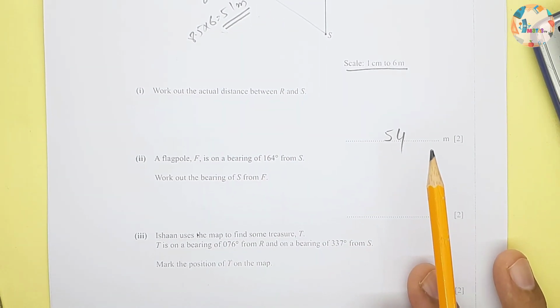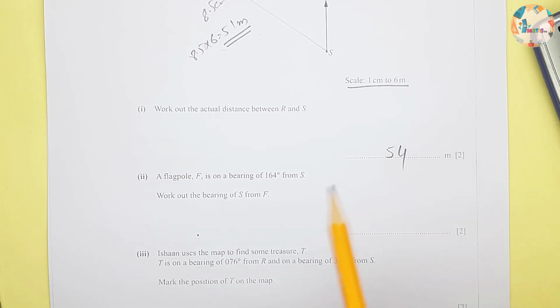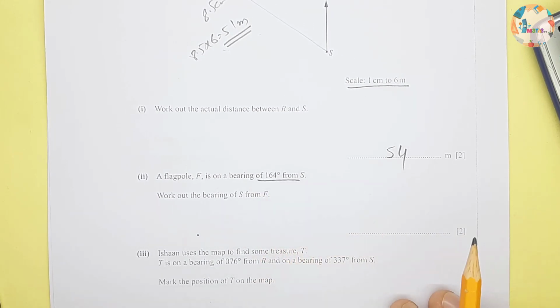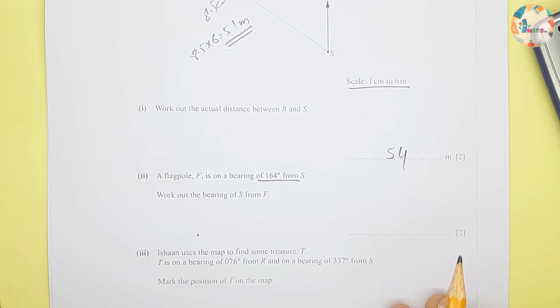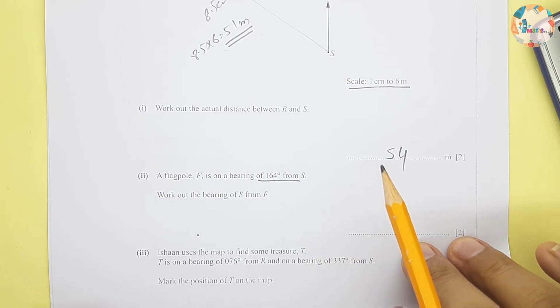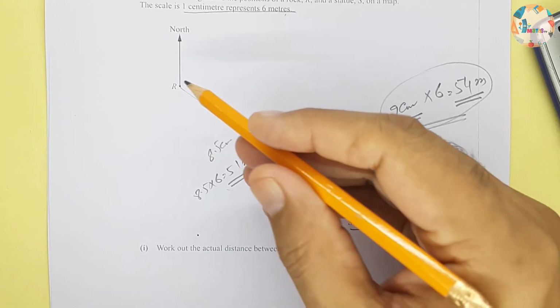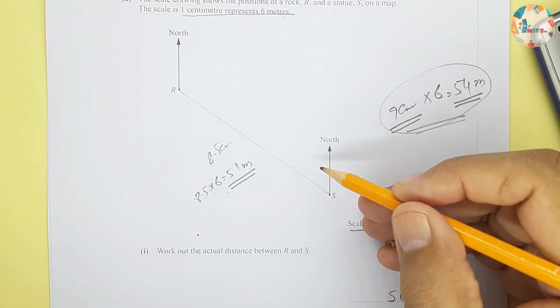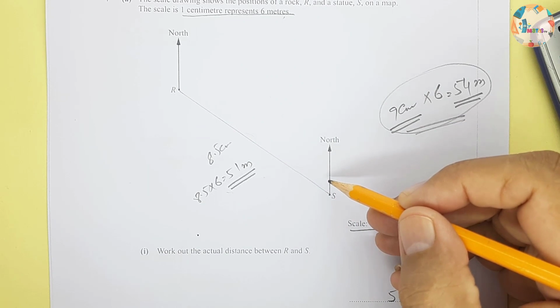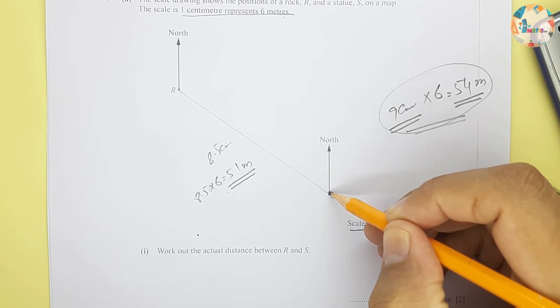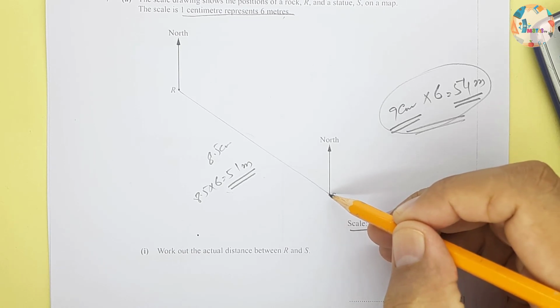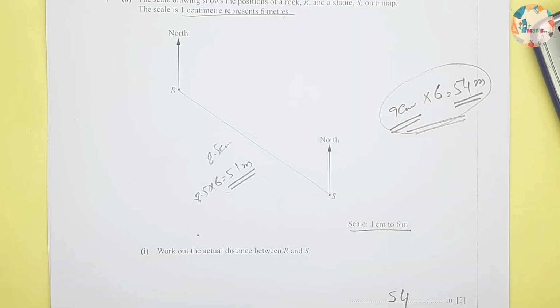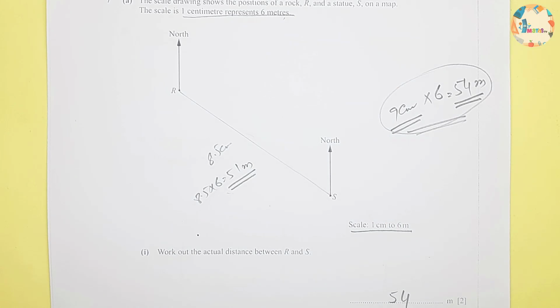A flagpole F is on a bearing of 164 from S. So from S it is a bearing of this F pole. This one is 164 from S. Work out the bearing of S from F. So we have to calculate the bearing of S from F.